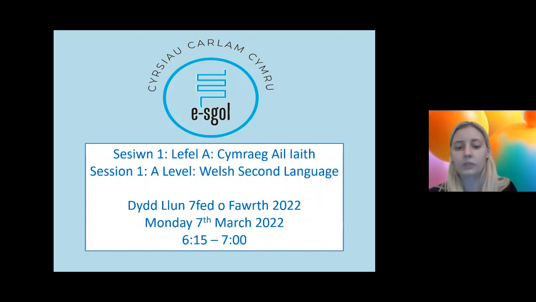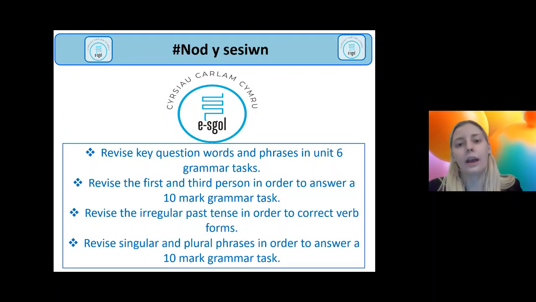Okay, prynawn da pawb, and welcome to the Welsh second language A-level session. So croeso i bawb. Today we are looking at the Unit 6 section of our exams. The Section B section will be focusing on the grammar techniques. And remember, grammar is the foundation of all the course as well. So you can apply these skills to the speaking and also Unit 5 or Unit 6, because a lot of the marks throughout the course are based on the accuracy of your language. So we need to perfect our skills in order to get the higher marks in all aspects of the paper.